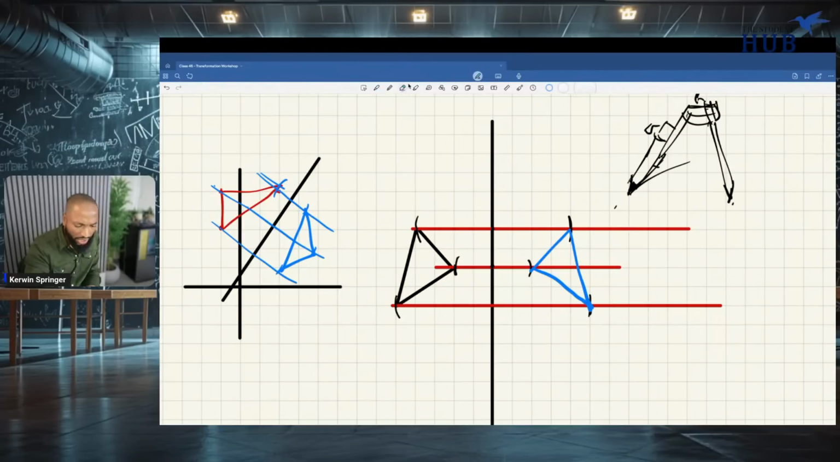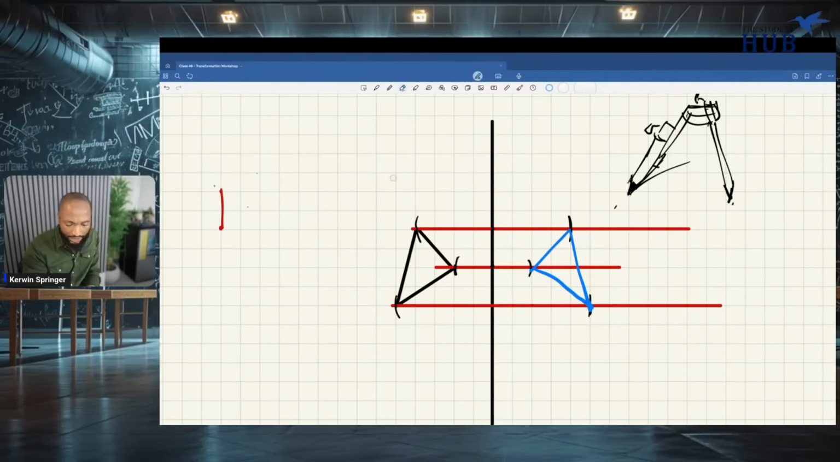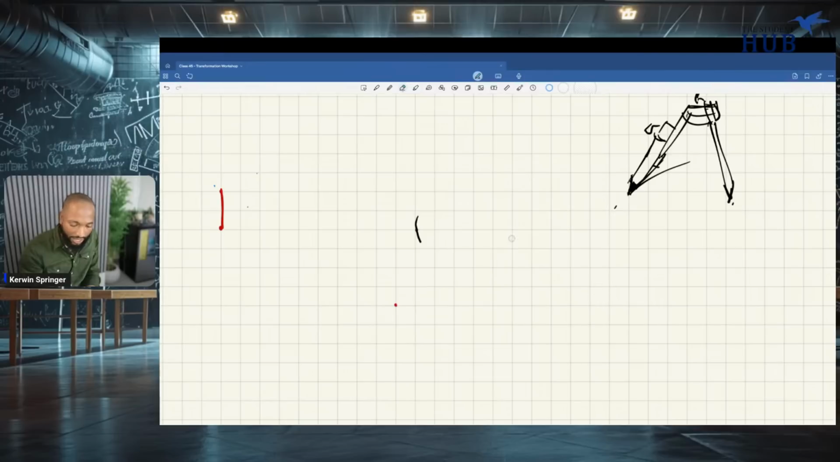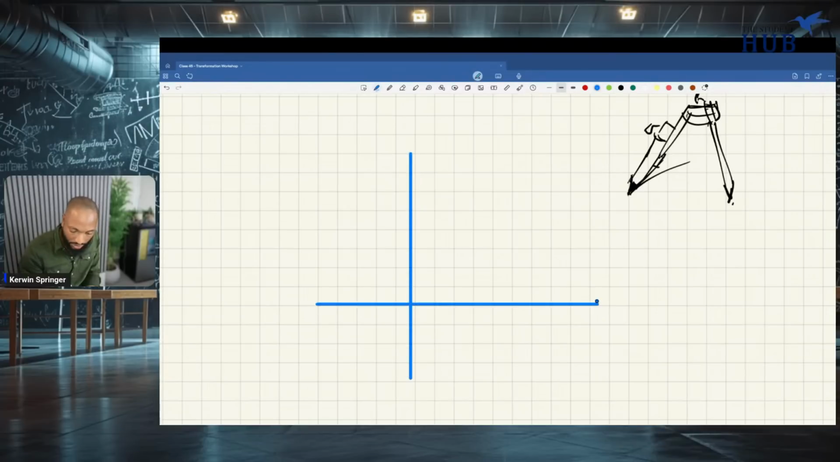What has been coming in these years is that instead of that, they're giving you the two of them and asking you to find the mirror line. You know what I mean by the two of them? They give you the two objects, the object and the image, and they ask you to find the mirror line.